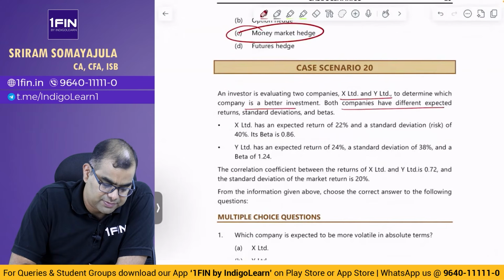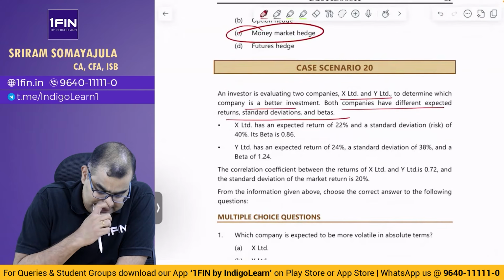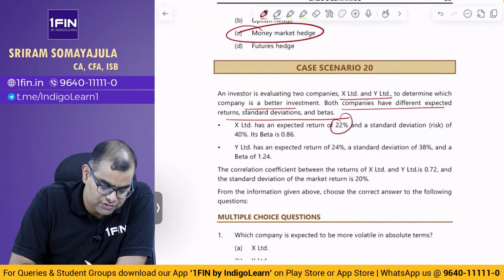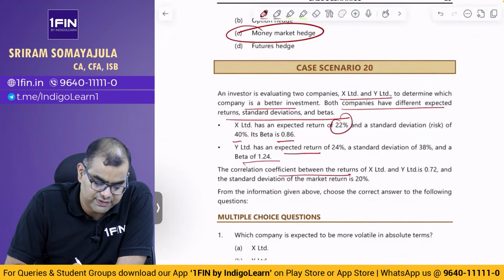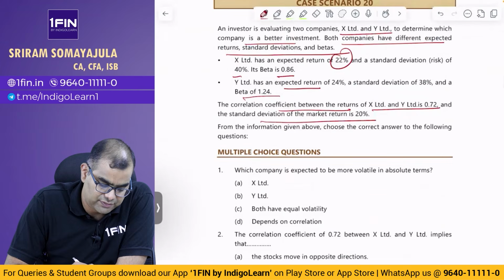See, next. An investor is evaluating two companies X and Y to determine which company is a better investment. Both companies have different expected returns, standard deviation, and beta. X has an expected return of 22% and a standard deviation of 40%, beta is 0.86. Y has an expected return of 24%, standard deviation of 38% and beta of 1.24. Correlation coefficient between returns of X and Y is 0.72. Standard deviation of the market return is 20%. Given the information, choose the correct answer.